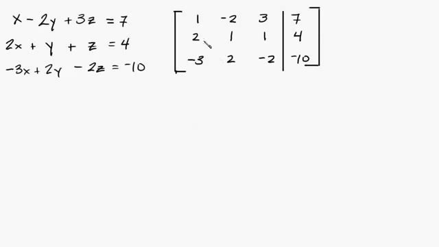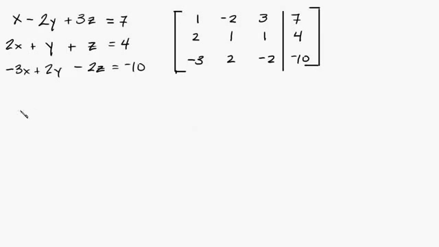So the first thing you want to do is get a 1 in the top left corner. Well, it's already there. Okay, so we're just going to go ahead, and the next step we want to do is get a 0 here. Well, to get a 0 here, in this case you can multiply the top by negative 2, and add the top row to the second row, okay?